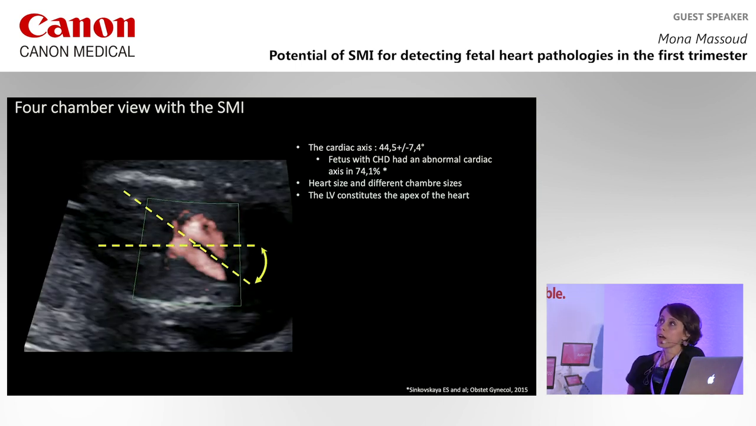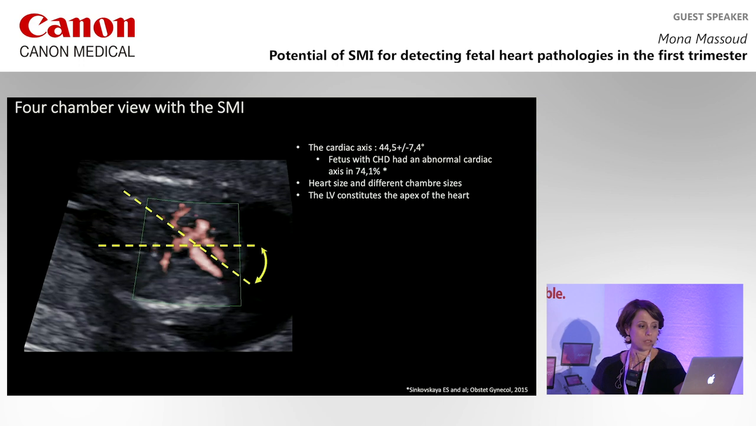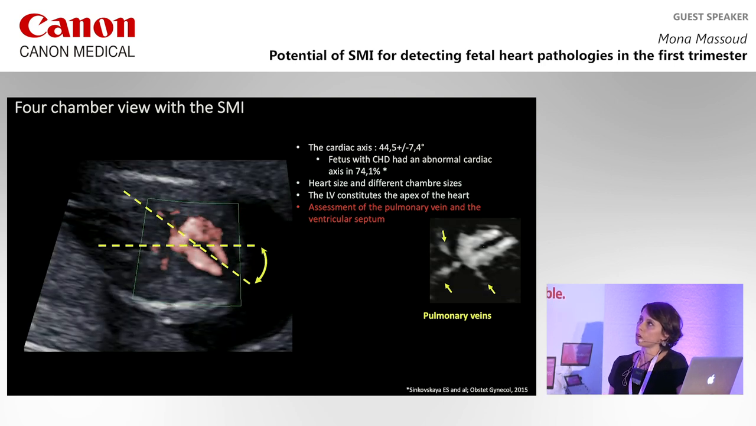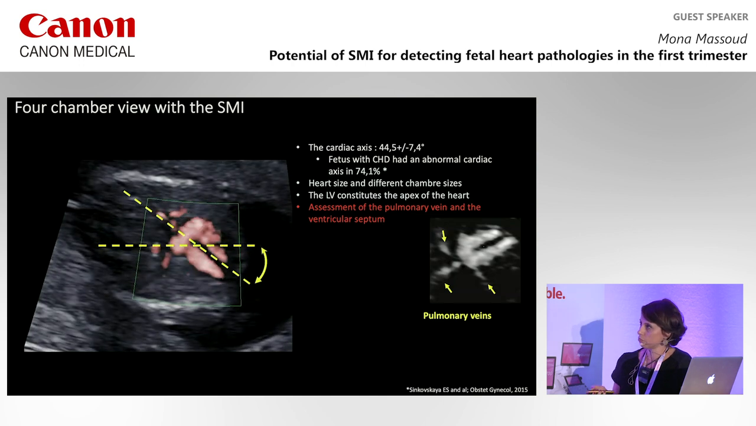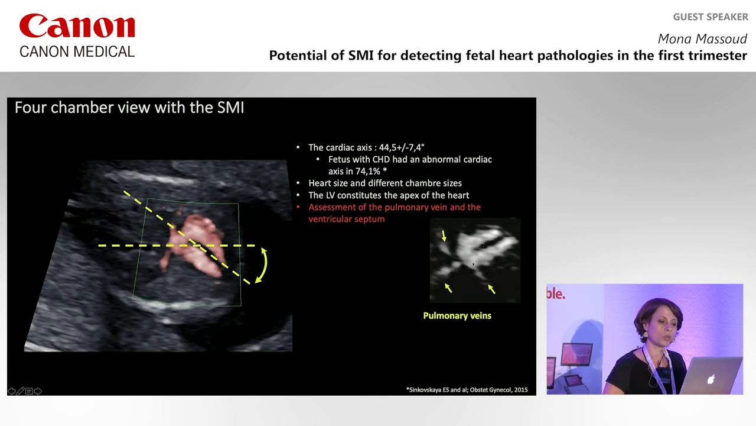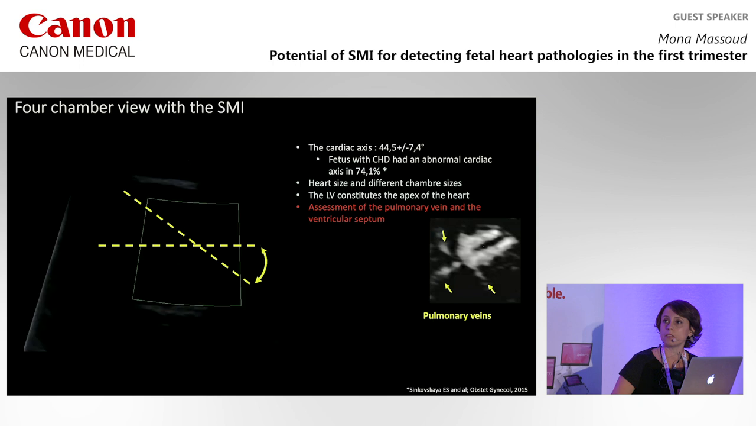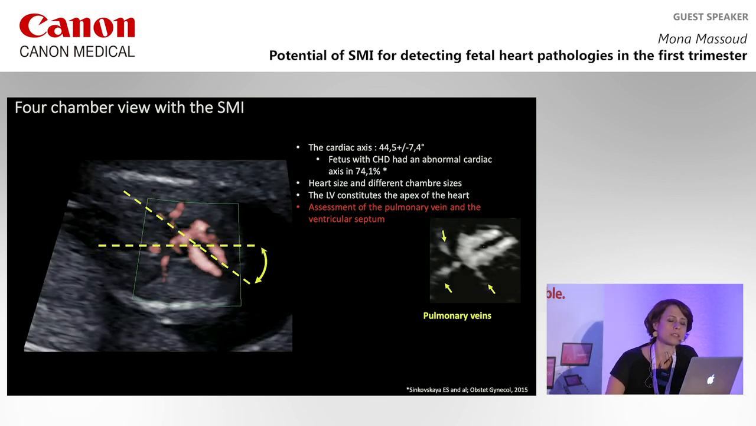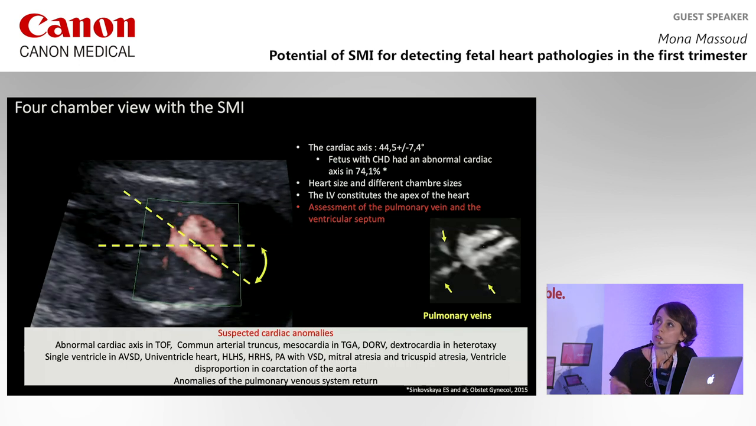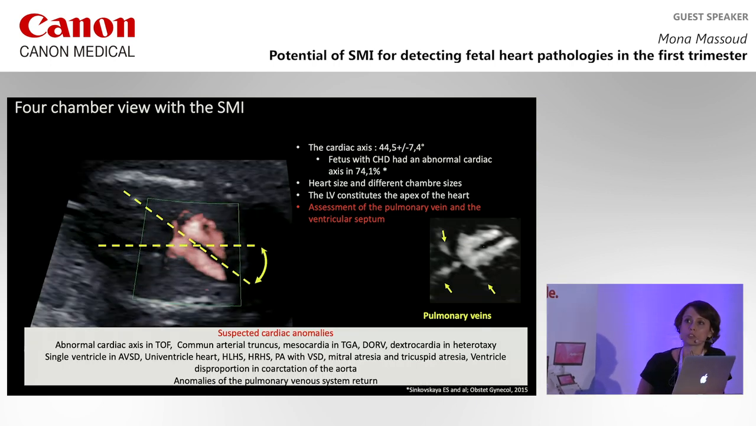We can assess the size of the heart within the chest and the size of the different chambers of the heart. And we can make sure that the left ventricle constitutes the apex of the heart. We can really assess the pulmonary veins, which is really important, because everybody in the literature said that it's very difficult to assess these pulmonary veins during an early heart examination. So, knowing all this, we can screen for all these cardiac anomalies during the first trimester.